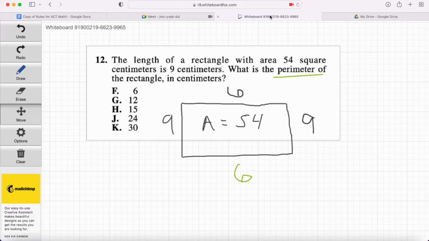Is it just all the numbers added? Add up all the sides. Add up all the 18, 12, so 30? 30. There's your answer. Oh, wait, that's the answer? Okay, cool. That's the perimeter, isn't it? Yeah, that makes sense.